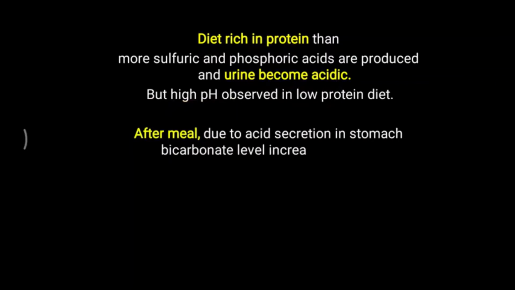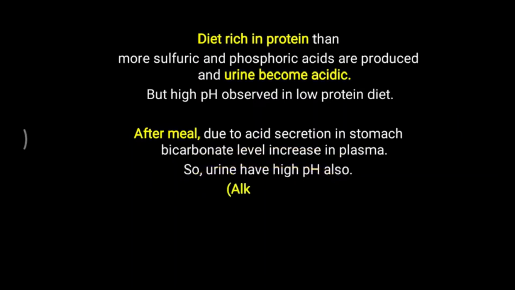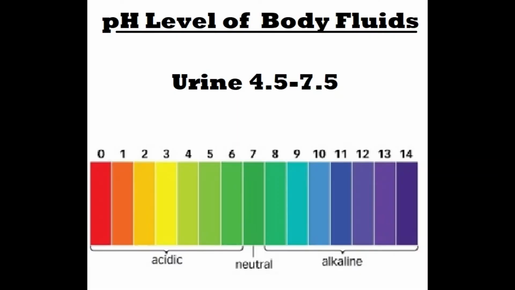But after a meal, generally what is observed? After taking a meal, our stomach will secrete acid. That particular HCl, hydrochloric acid, is secreted, and during that time the bicarbonate level will increase in the plasma, and due to the increase in bicarbonate level in the plasma, the urine has a high pH. This high pH in the urine after taking a meal is called the alkaline tide.